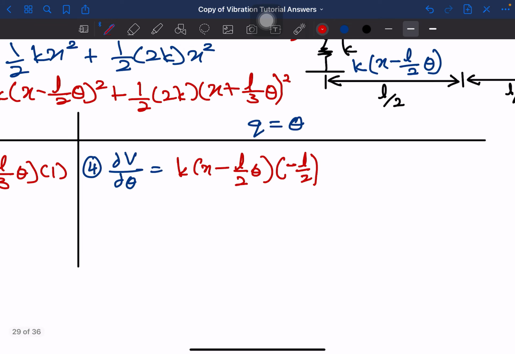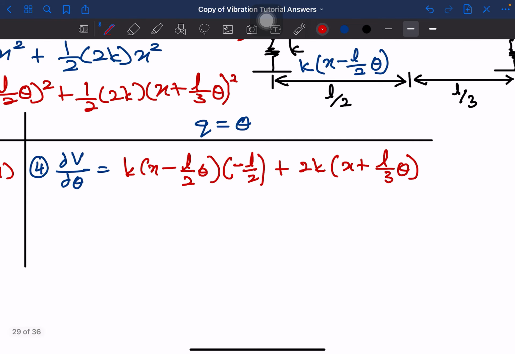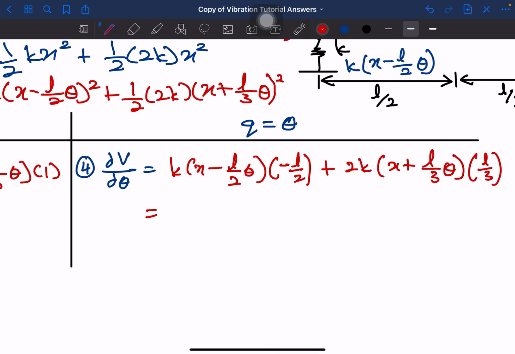Plus, differentiate the outside. For this part of the equation, you're left with 2k(x plus L over 3 theta). And then multiply with the differentiation inside the bracket, chain rule. x becomes 0. Differentiate theta, you'll be left with positive L over 3. Solve this and you'll get 17 L squared over 36 k theta plus L over 6 k x.